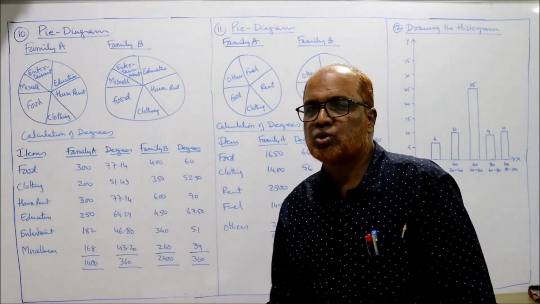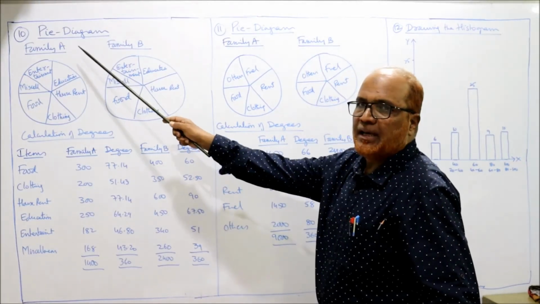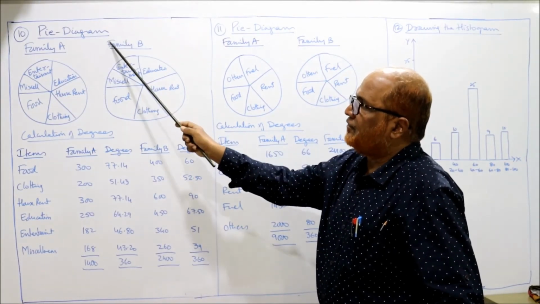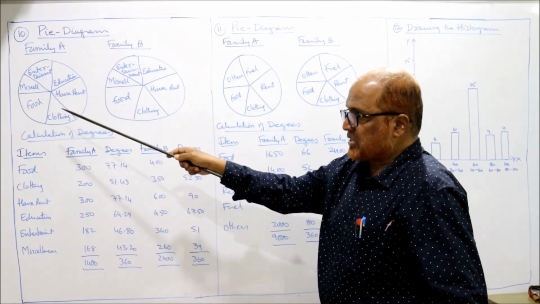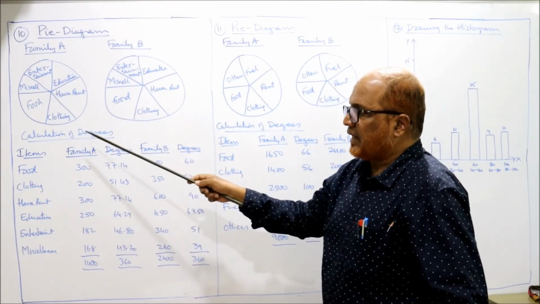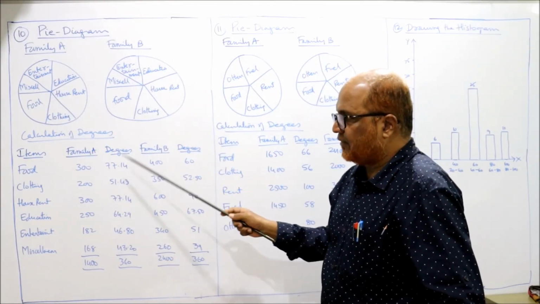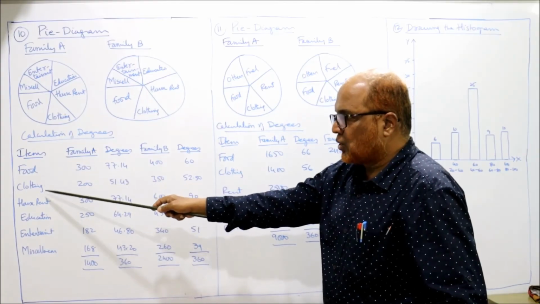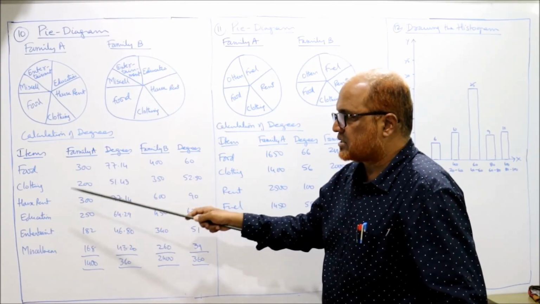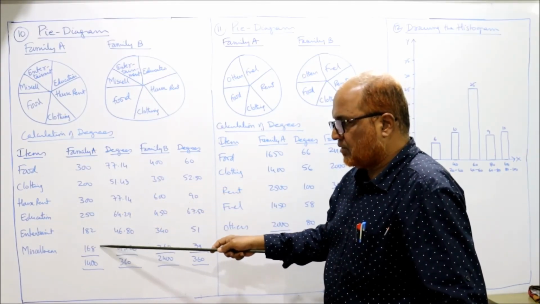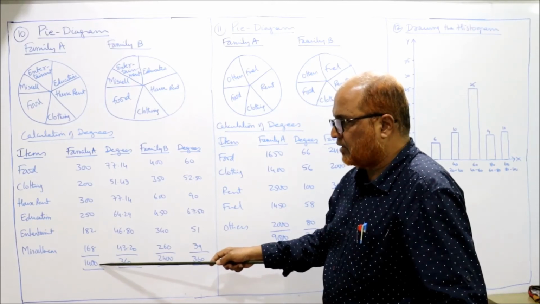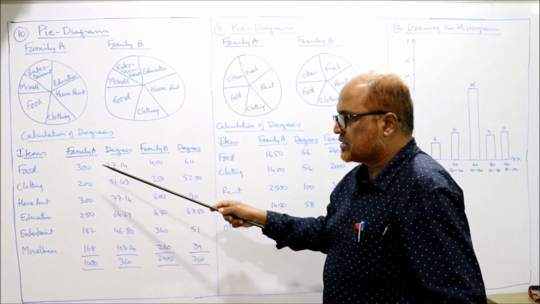So we have to show a pie diagram for family A and family B. First we'll draw the circle. Then calculate the degrees for both family A and family B. Items: food, clothing, house rent, education, entertainment, miscellaneous. The expenditure is whatever is given in the problem, the total is 1400. Now we have to find out the degrees.